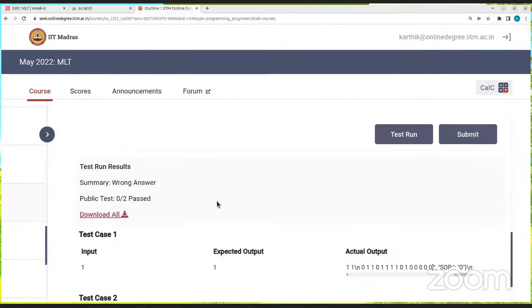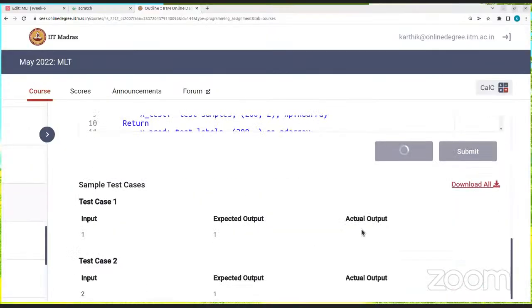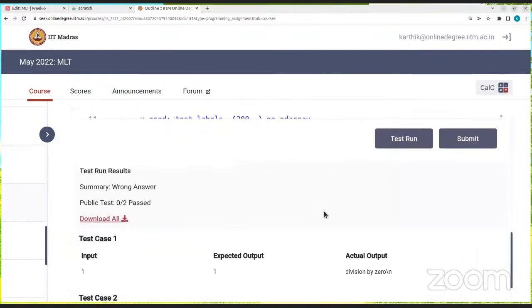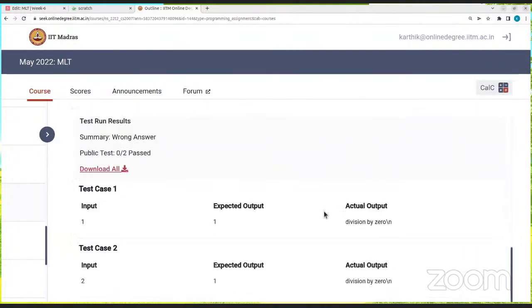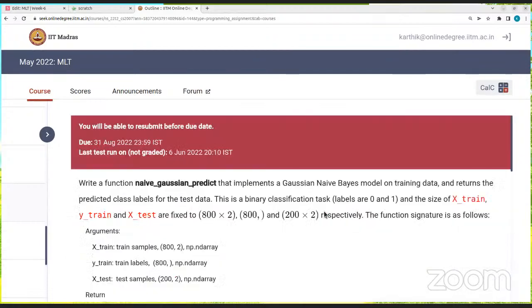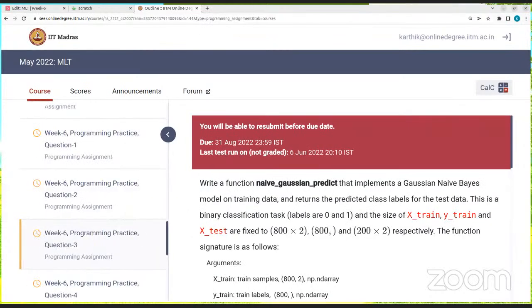If your code has an error, something like some exception, then you will not get this. You will get a proper error message. Anyway, we'll see what can be done, but unfortunately we mostly will have to stick with this interface, whatever you've got.